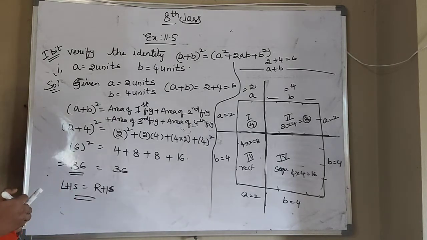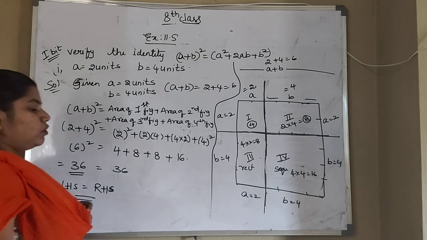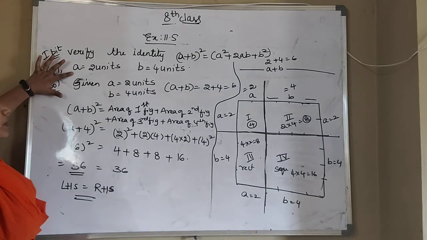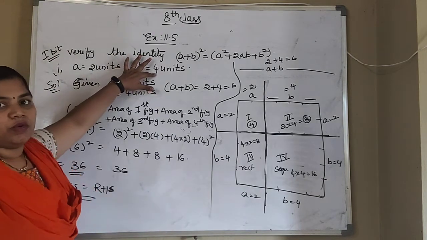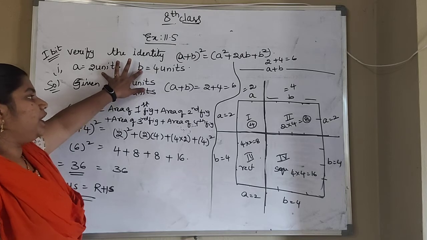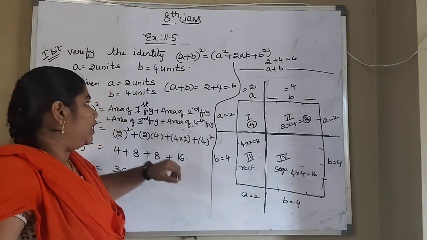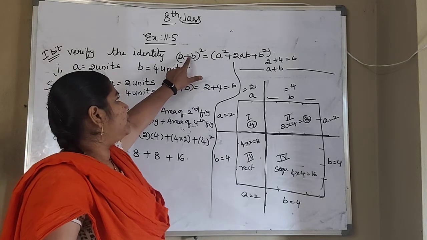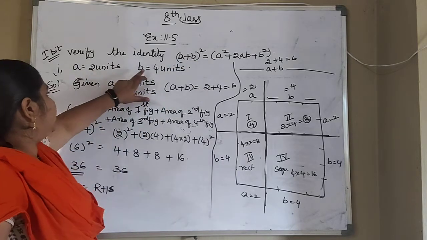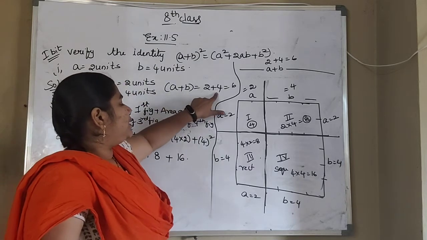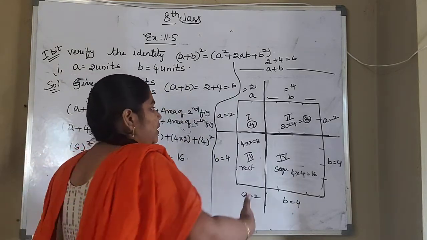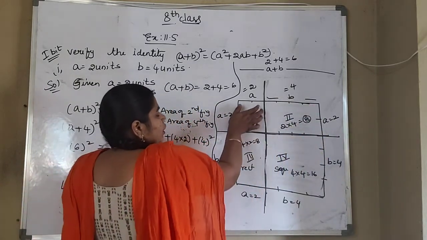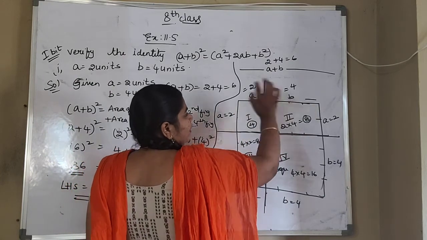Once again you listen here. So verify the identity a plus b whole square is equals to a square plus 2ab plus b square. So a value they have given 2 units and b value they have given 4 units. By using these two we have to verify a figure first. So a plus b, in this identity first term is a plus b. A plus b means you add these two numbers, that is 2 plus 4 will be equals to 6. So total 6 boxes we will draw here. In that 2 will be a value, 4 will be b value.